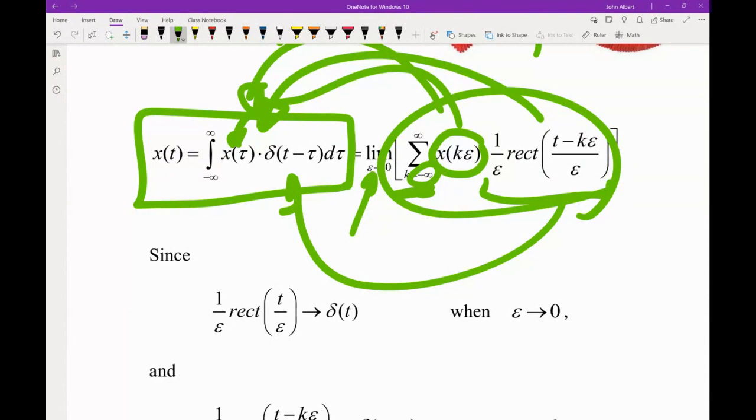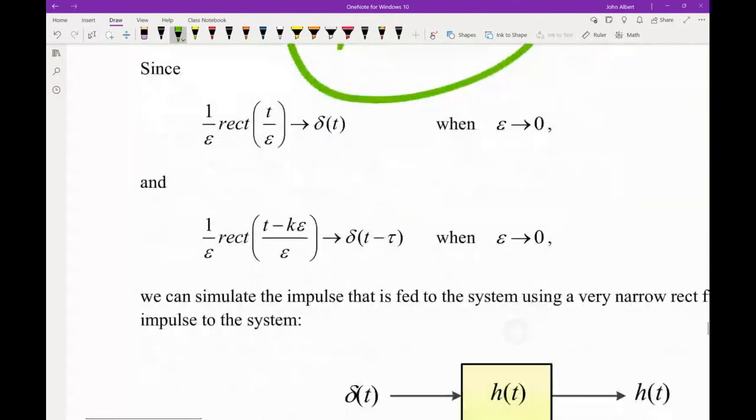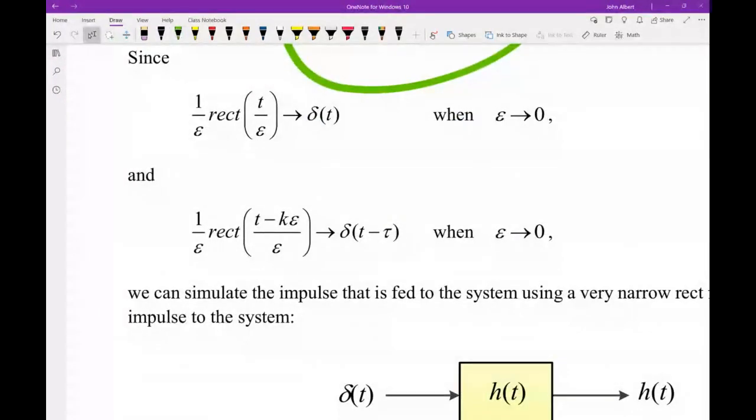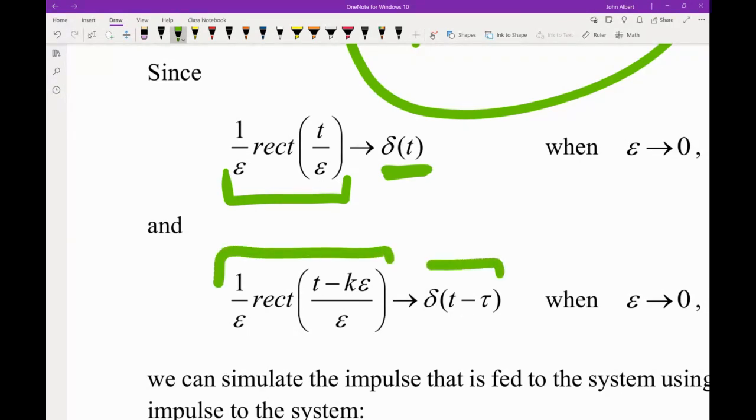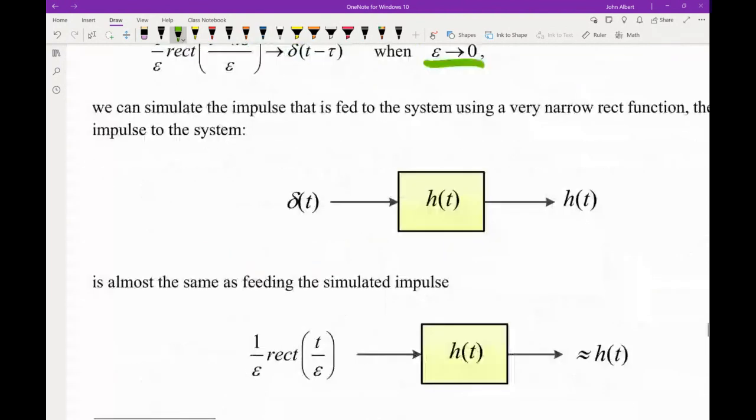Fine. Now, why am I doing all of this? I want you also to notice that the rect function, with a small width epsilon, approaches delta of t when epsilon approaches 0. And a shifted version of it will approach the shifted version of delta again when epsilon approaches 0.